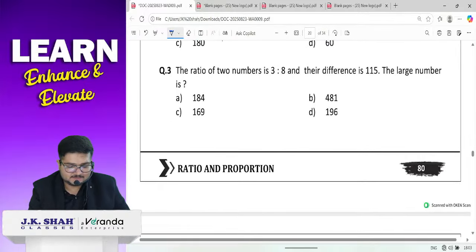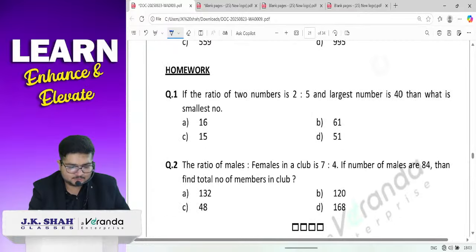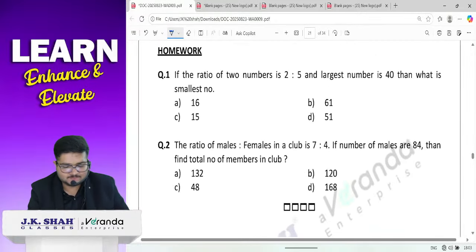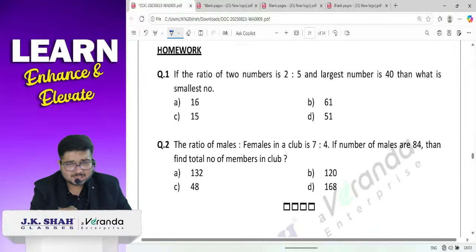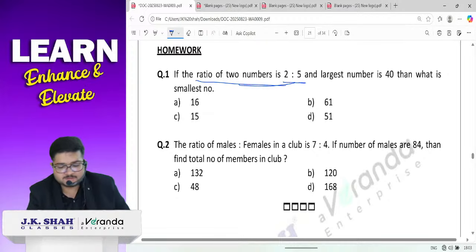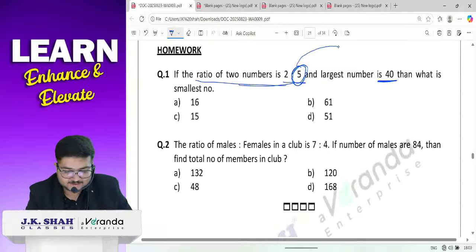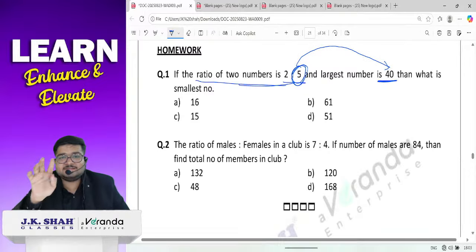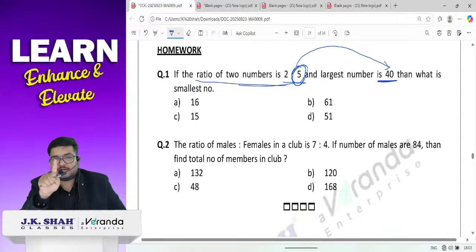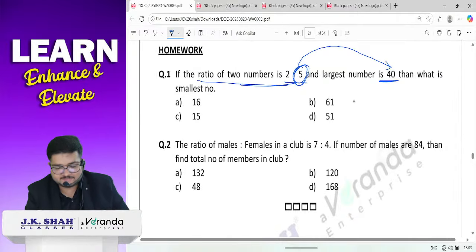Now similarly, I'll do question number 3 and 4. First we will do the homework sums, right? Very easy sums. The ratio of two numbers is 2:5. The larger number is 40. Larger number means the one which is getting 5 parts is 40. That means the value of 5 parts is 40. Then one part will be equal to 8.